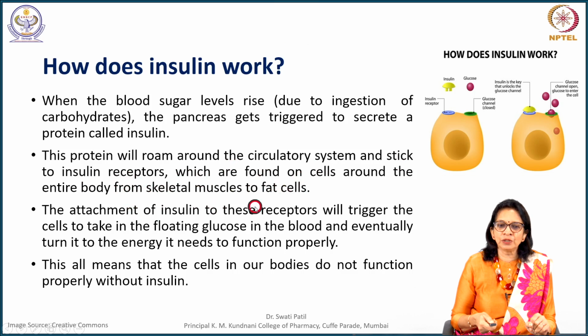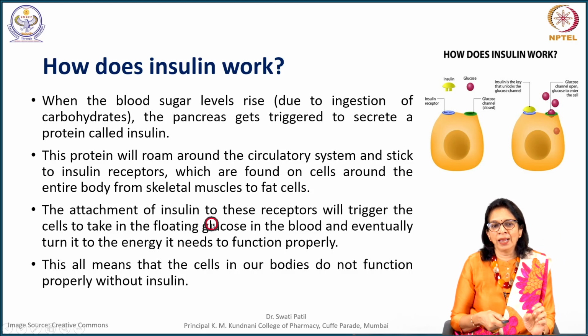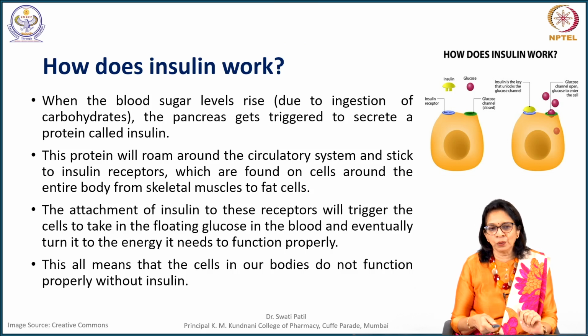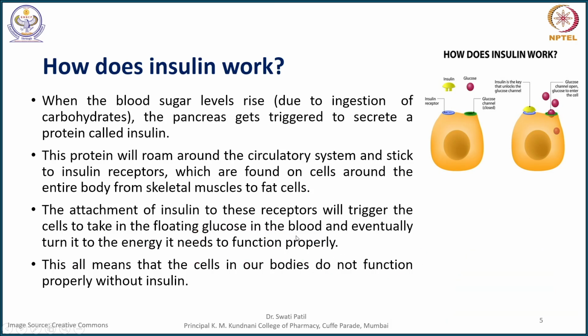The attachment of insulin to these receptors triggers the cells to take in floating glucose. This glucose is floating all over the body, and the cells which have insulin will take up this sugar and eventually turn it into energy which is needed for functioning of the cells. You can imagine that in the absence of insulin, this sugar will keep roaming in the body and the body will not get energy from the glucose. This all means that the cells in our body do not function properly without insulin because there is no energy.